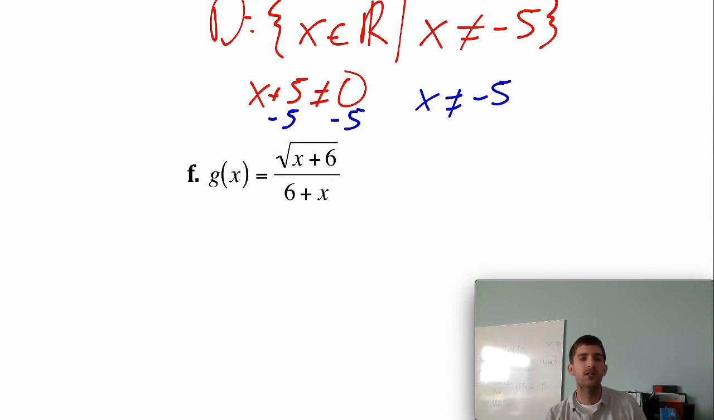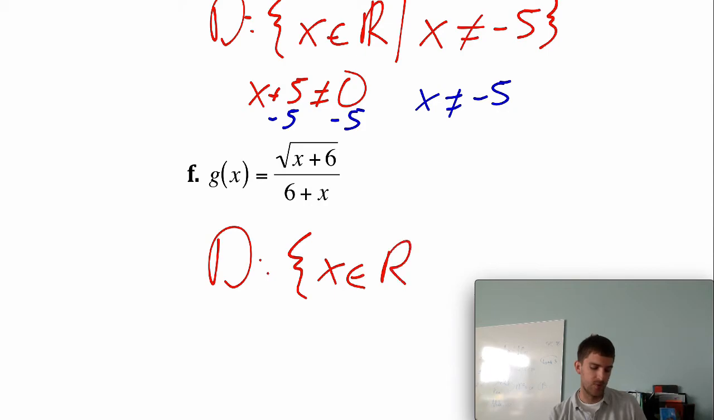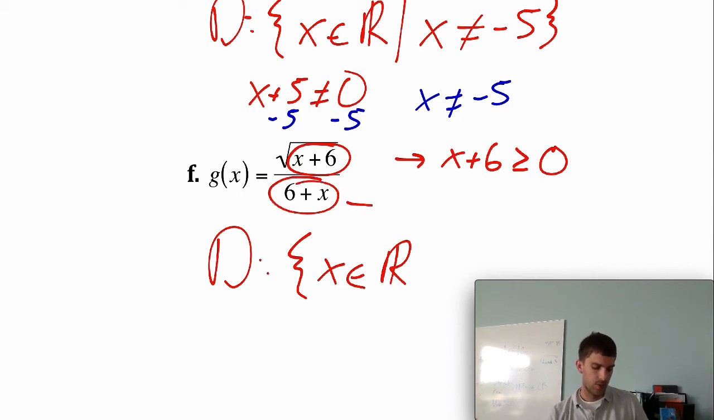One more. So we have g of x equals square root of x plus 6 over 6 plus x. So this one's got a bit of complication to it. So we're going to start off the same way. x is an element of the reals. But now we have two things we need to worry about here. We need to worry about the numerator and denominator. So going with this numerator, we know x plus 6 has to be greater than or equal to 0 because we can't take the square root of a negative number. Our denominator here, we're going to say 6 plus x can't be equal to 0. It can be negative, it can be positive. We're just going to say not equal to 0.